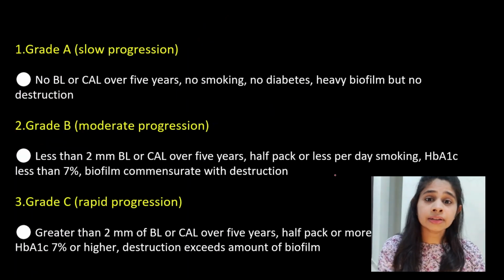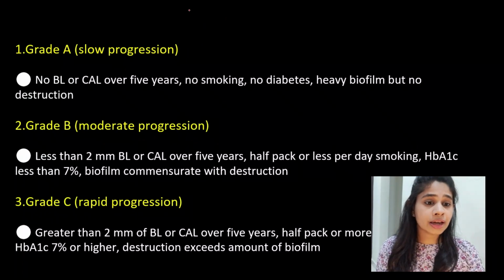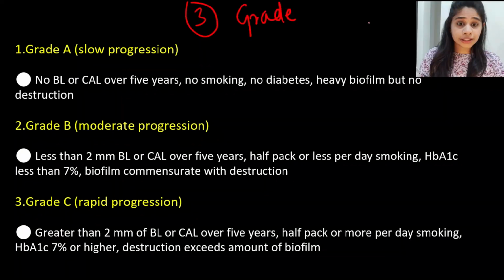Now we decide the third aspect, which is the grade or the rate at which the disease would progress. So we have grade 1 or the slow progressors, wherein there is no clinical attachment loss over 5 years. Here the patient is a non-smoker and a non-diabetic, though the individual has a heavy biofilm, but there is no destruction which is seen in this particular case.